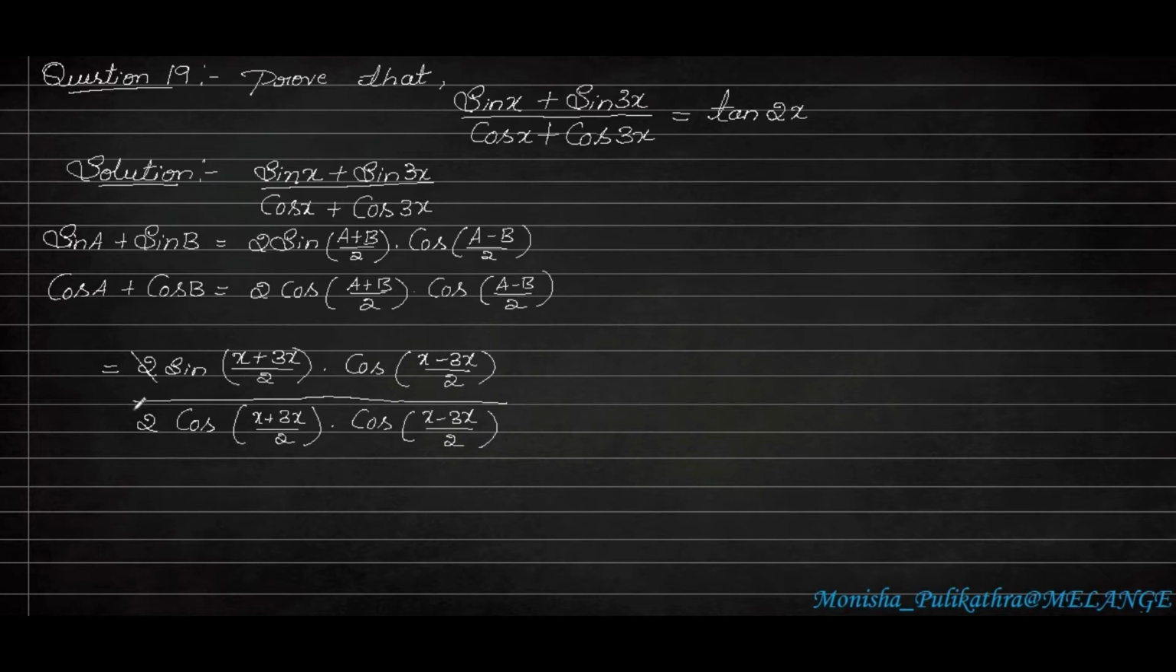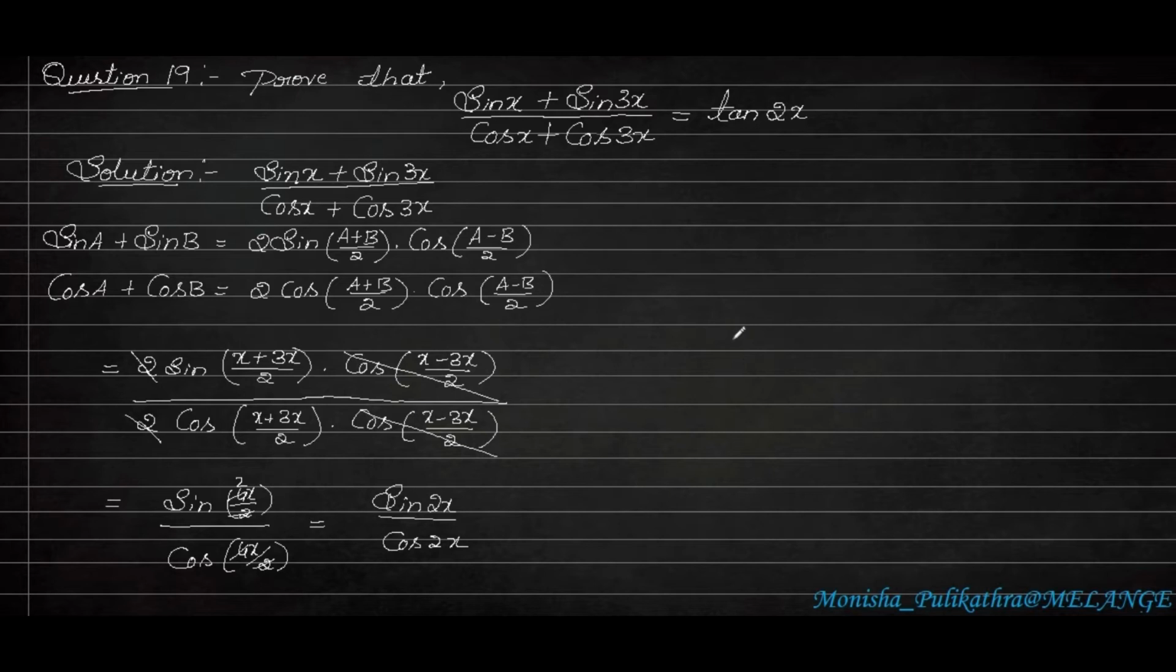So here the 2 and cos (a minus b) by 2 are the same in both, so we can cancel them. So the remaining will be sin of (x plus 3x) which is 4x by 2, divided by cos 4x by 2. Here 4 divided by 2 is 2. So the remaining we will get is sin 2x divided by cos 2x.